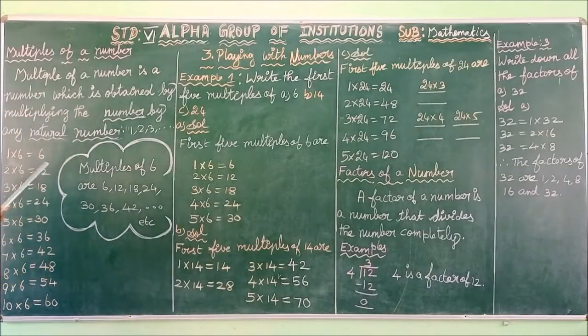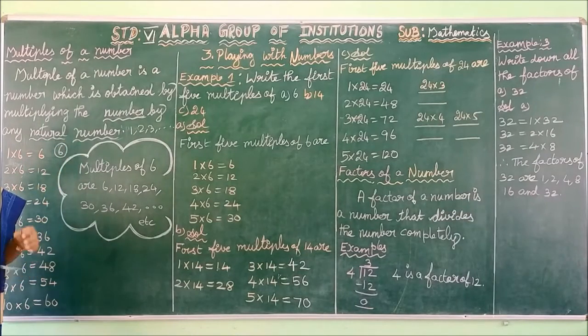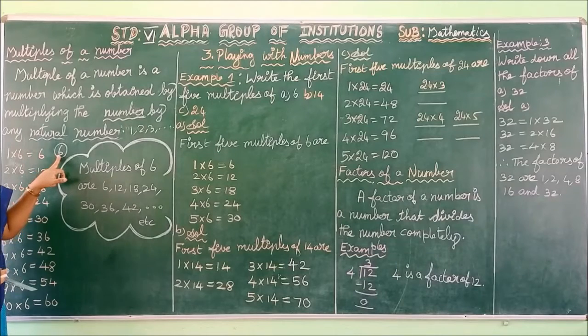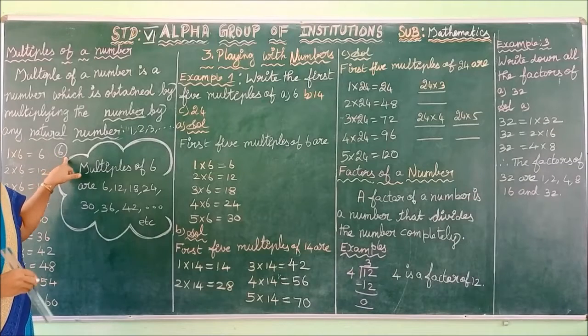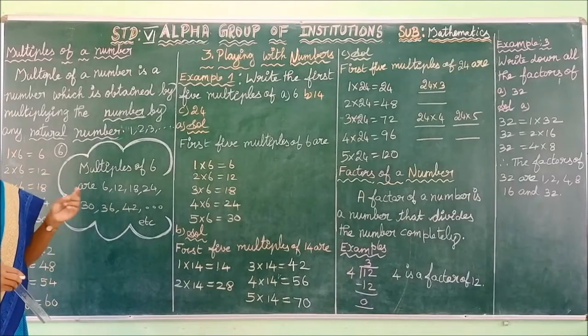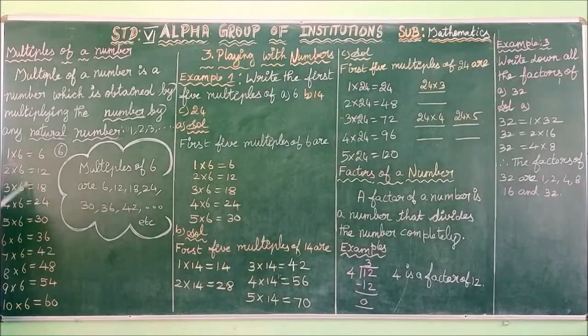Okay, now we are going to find the multiples of the number 6. This is the given number 6. How can you find the multiples of a given number? By multiplying the given number by any natural number, we can find its multiples. So first I am multiplying 6 by 1, then 2, then 3, then 4, 5, 6, like that. I get the answers, which are nothing but the sixth multiplication table.